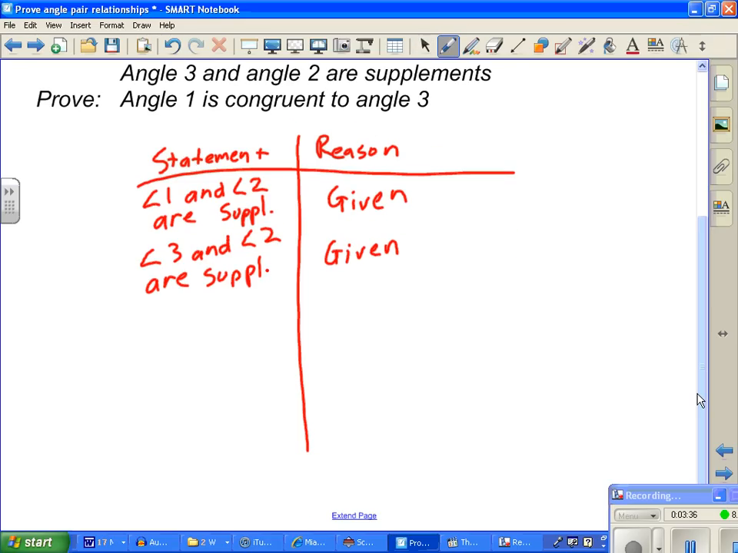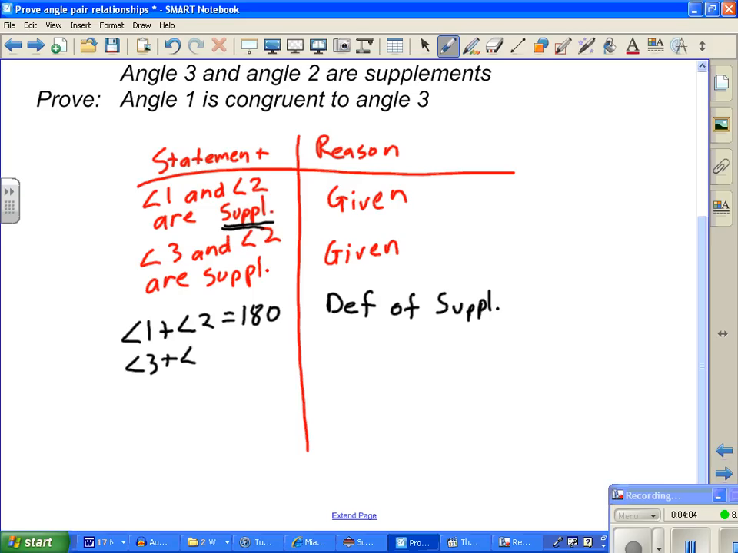Well, here we go. What do I know? If two angles are supplementary, don't I know that they add to 180 degrees? So can't I say that angle 1 plus angle 2 equals 180 degrees? That's the definition of supplementary, because supplementary means two angles add up to 180 degrees. Okay, well then can't I say that angle 3 and angle 2 are 180 degrees also, because they're also supplementary? Definition of supplementary.